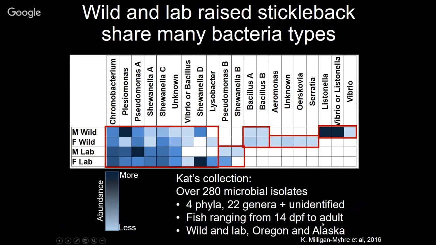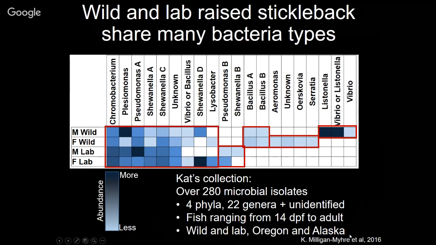And because we're isolating microbes, we actually have a really nice collection now. We have over 280 microbial isolates at this point. They represent 4 phyla, 22 genera, and a number of unidentified microbes. The microbes were isolated from fish ranging from 14 days post-fertilization, which are those larvae or juveniles, all the way through adults. And we have isolates from both wild and lab-raised fish from both Oregon and Alaska.